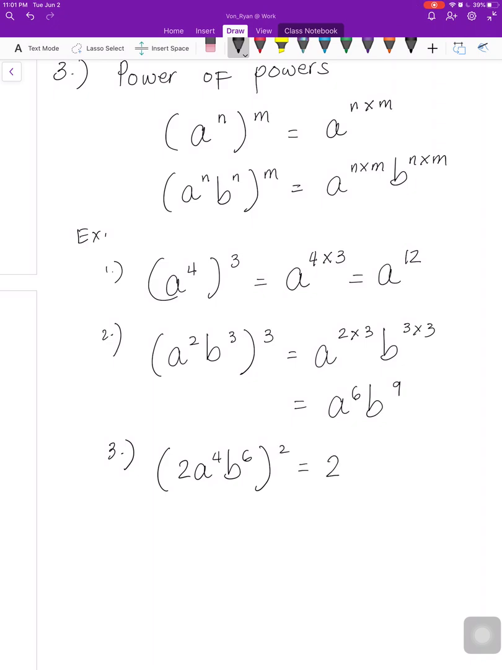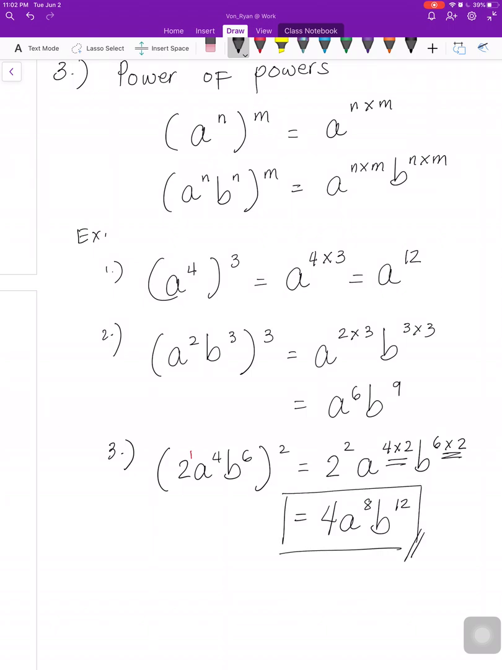So it becomes 2 squared. Now remember that there's an invisible index of 1 there. So 1 times 2 is 2. So 2 squared, a raised to 4 times 2, b raised to 6 times 2. So 2 squared is 4, 4a raised to 4 times 2 is 8, b raised to 6 times 2 is 12. So that's your final answer. Right, so that's power of powers.